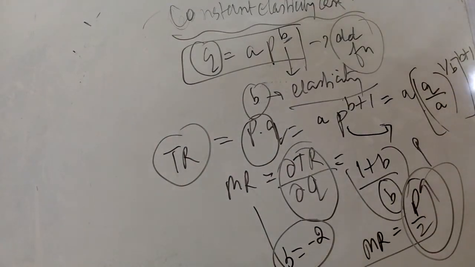The curvature of MR is going to be exactly half the curvature of the demand function. That's how we can understand this particular case. So I hope this is clear. Next I will discuss the short run supply curve for a price taking firm.